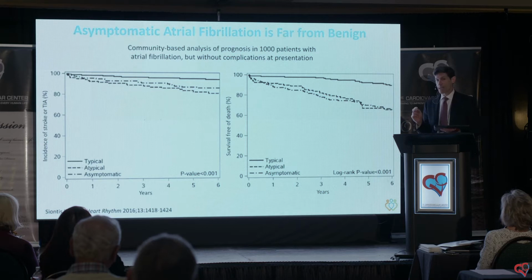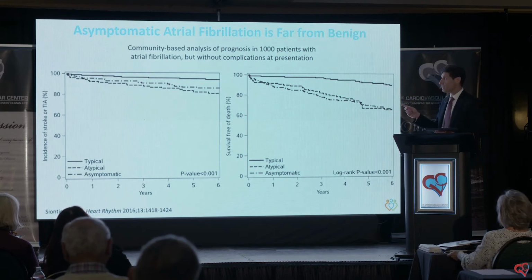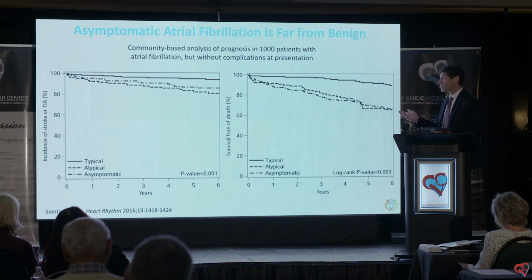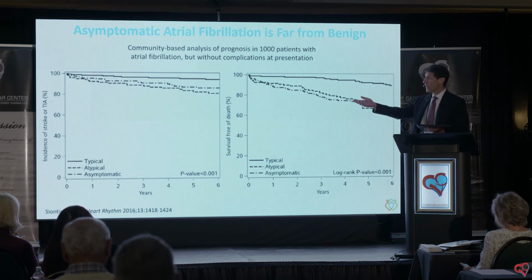So I want to start by saying, and there are key takeaways for this, that asymptomatic atrial fibrillation is anything but benign. And this is illustrated here. This is a community-based analysis of prognosis in 1,000 patients with AFib. They had no preceding complications. And this is a look over time.